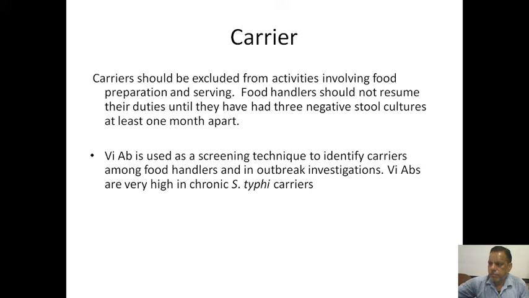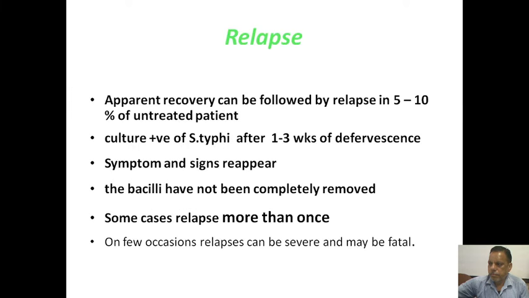And Vi antibodies, the other antigen we were talking about, the polysaccharide antigen within the typhoid organism, are often used to identify carriers among food handlers and in outbreak situations, because these antibodies are very high in chronic carriers.